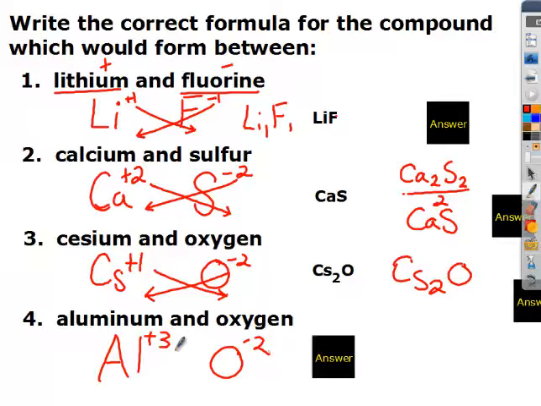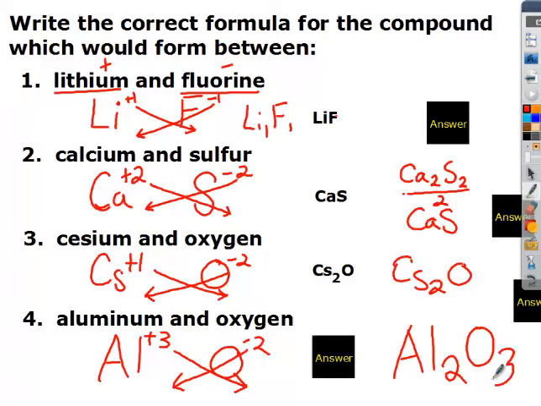Let's cross the charges. So now I have Al with a 2, and my oxygen will have a 3. Now let's see if we got the right answer. Yes, we did. Okay? So make sure you're remembering to cross those charges. And if you can simplify it, just like in number 2, calcium and sulfur, please simplify it.